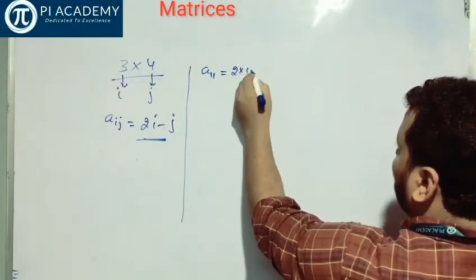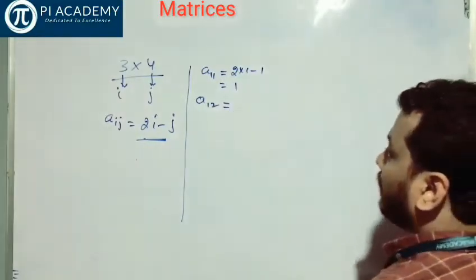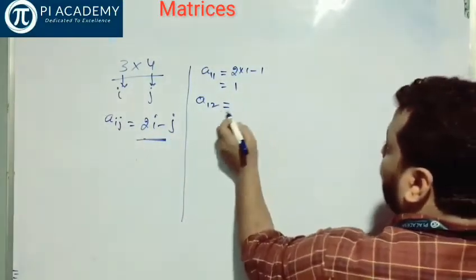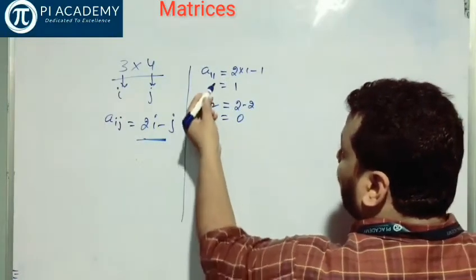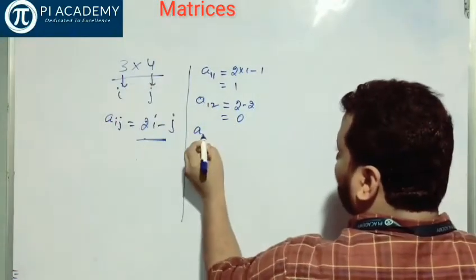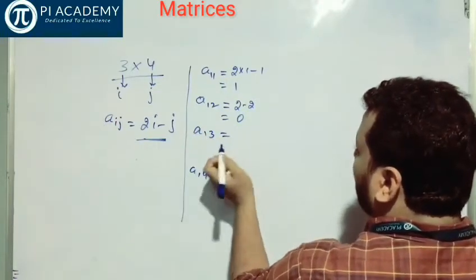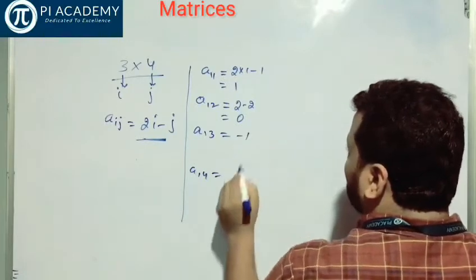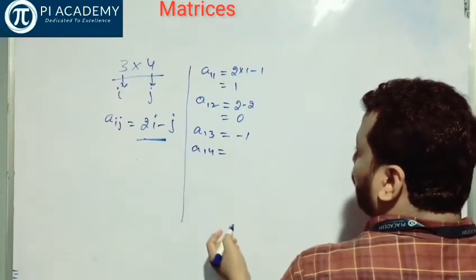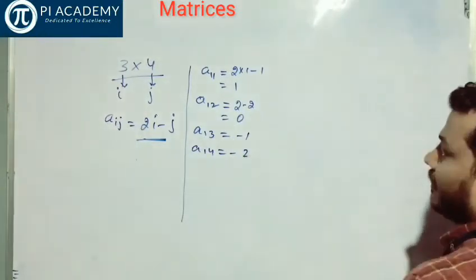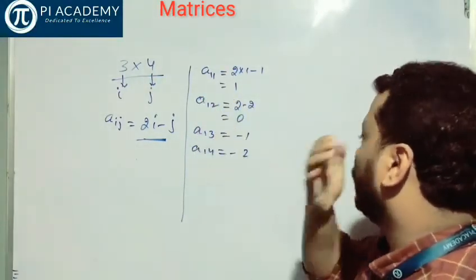So in place of it, 2 into 1 minus 1. How much will it come? 1. So I'll write directly 1. For 1, 2, 2 minus 2 is nothing but 0. Next, up to what can you go? The column is how much? 4. So 1, 3 and 1, 4. We can find it. 1, 3 is 2 minus 3, which is minus 1. So I'll write it directly here. And 2 minus 4 is minus 2. So you got the first row: the entire first row, first column, second column, third column, and fourth column.